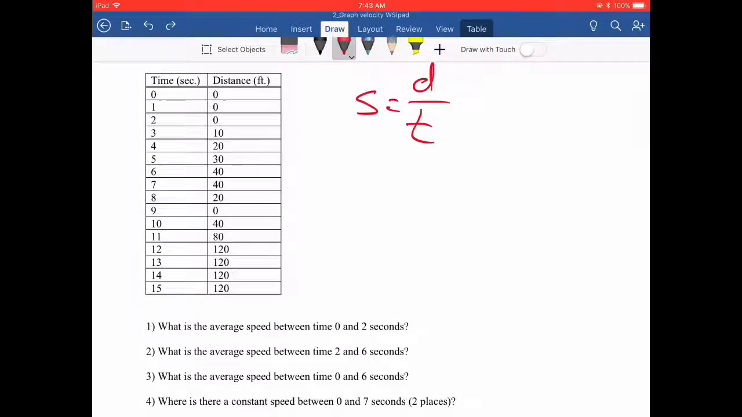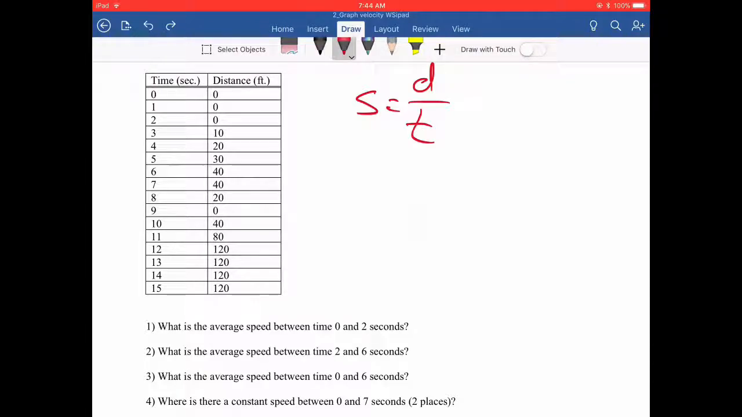All right, so it says, what's the average speed between 0 and 2 seconds? Well, between 0 and 2, the distance traveled, if you go from here to here, it looks like 0 distance traveled. And the time from 0 to 2 is 2 seconds. Well, that's pretty easy math. That's 0. Now, we'll just keep going through all these as we go down through the paper.